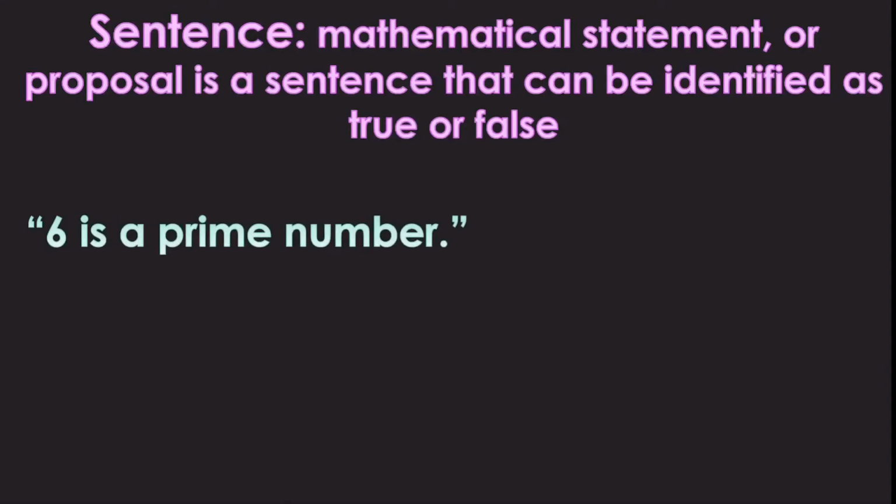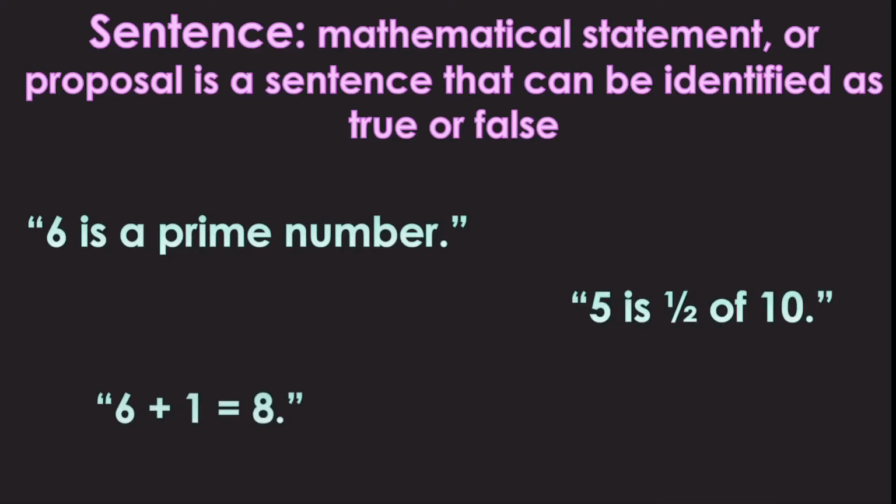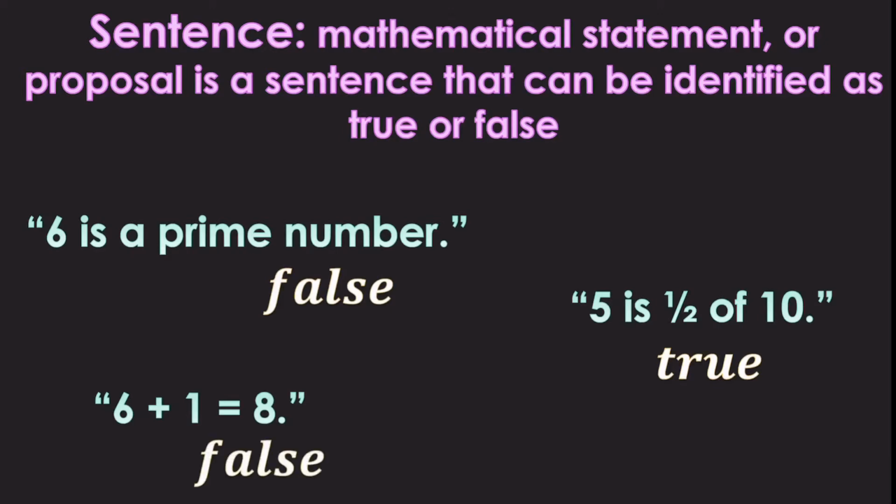So 6 is a prime number. That's a sentence. 5 is 1/2 of 10. 6 plus 1 equals 8. I didn't say these were all true, because if you go through, 6 is a prime number. That's false. 6 is not a prime number. It's a composite number. 5 is 1/2 of 10. Well, that's true. And 6 plus 1 equals 8. We know that's false. So what we're doing with these sentences is we identify true or false.